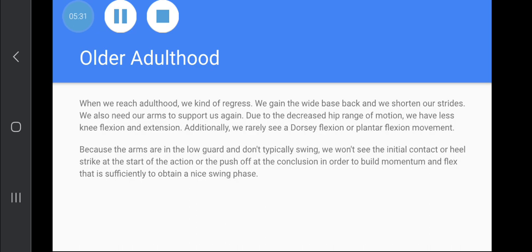Older adulthood stage of gait. When we reach older adulthood, we kind of regress. We gain the wide base back and we shorten our strides. We also need our arms to support us again.